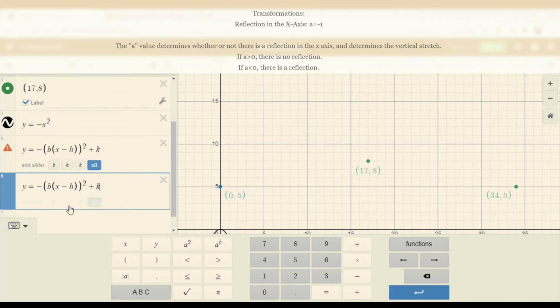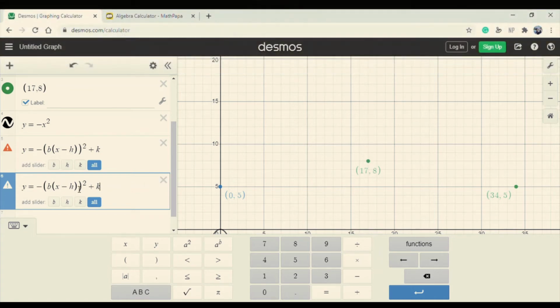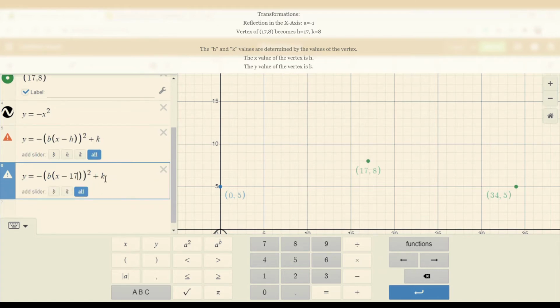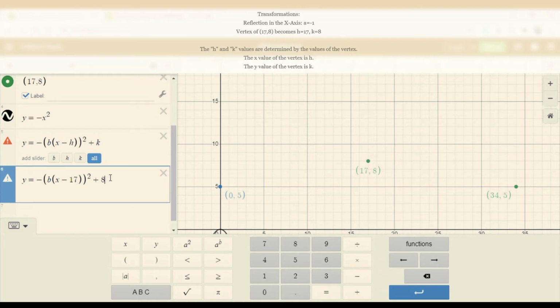As you can see right away, it flips down a bit closer to what we want. And so what else can we do with this equation? Well, we have the vertex. We can input this. H and K are actually vertex values. H is the x value of the vertex, K is the y value of the vertex. So H is 17, K is 8. We can input this into our equation here as well.